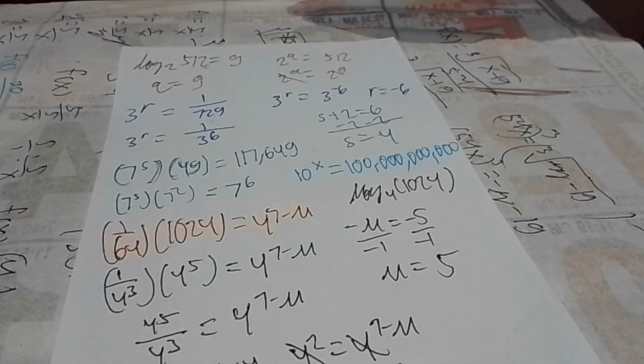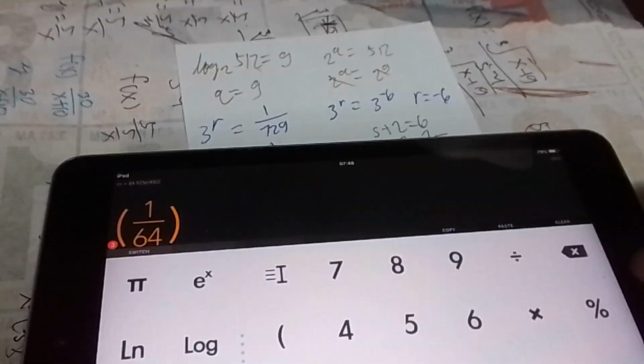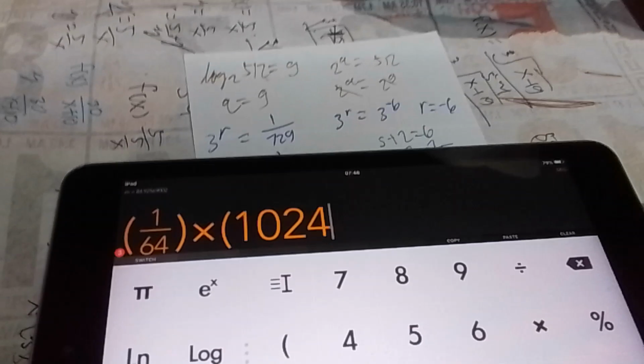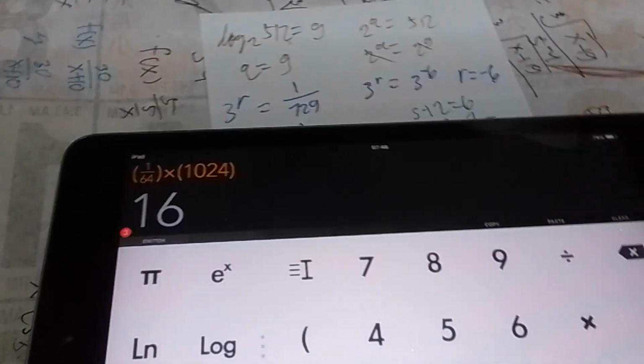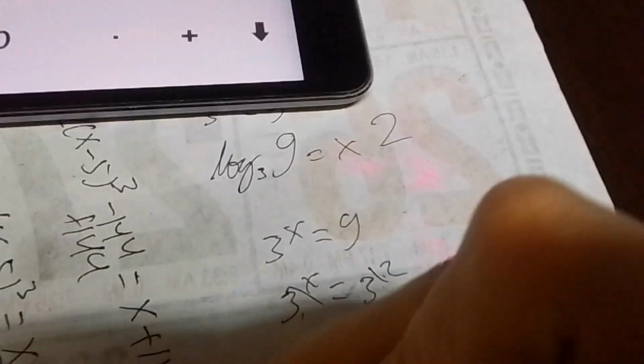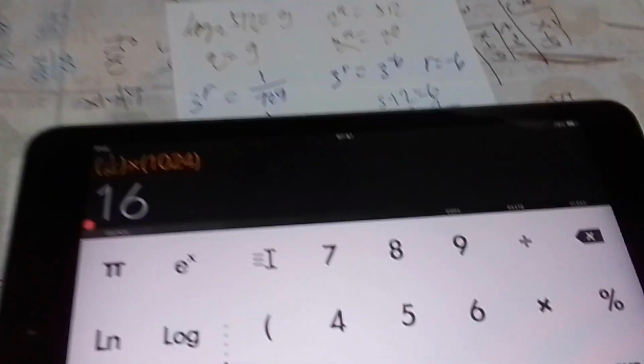Did we get the answer right? We have to double check. That's why we have to type it into our calculator and see. We have 1 over 64 times 1024. Oh, sorry, syntax error. The answer we get is 16. Remember that answer: the answer that we should get is 16.